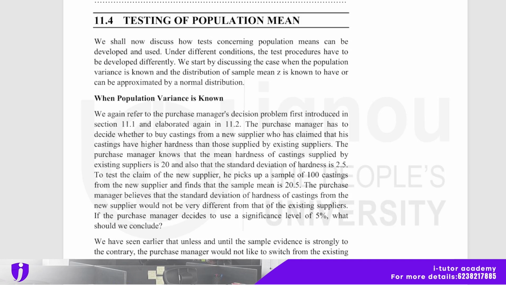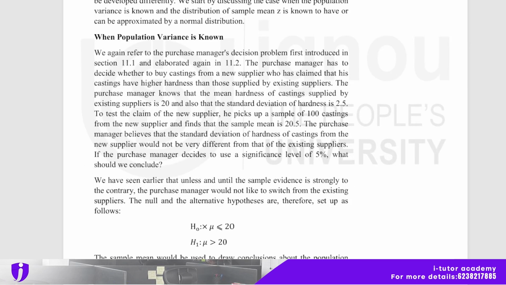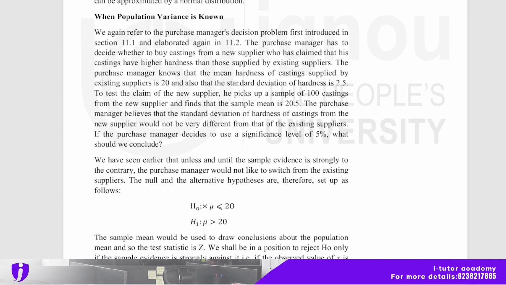We start by discussing the case when the population variance is known and the distribution of sample mean Z is known to have, or can be approximated by, a normal distribution. When population variance is known, we again refer to the purchase manager's decision problem first introduced in section 11.1. Already we discussed it, and 11.2 also we discussed. You just go through the last video and revise it.